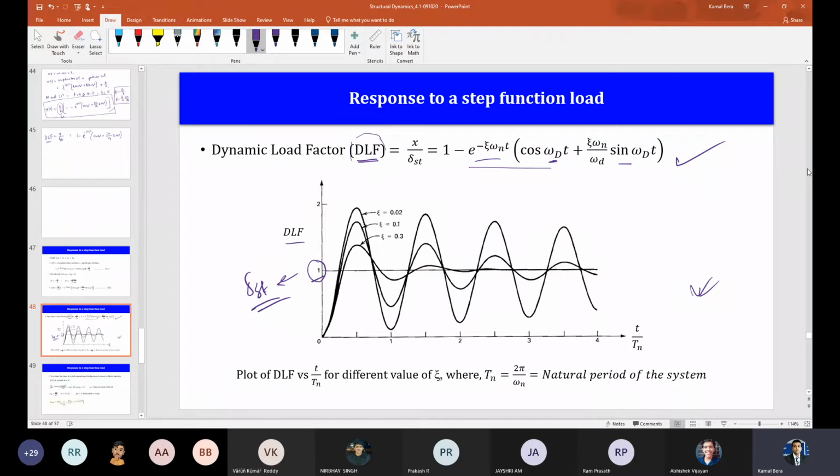So you want to find out at what time the peak is occurring. The maximum, or minimum basically, but we are more interested in the maximum. As you can see here, since the damping is there, it is gradually going down. And so we are more interested in the first peak basically, right?